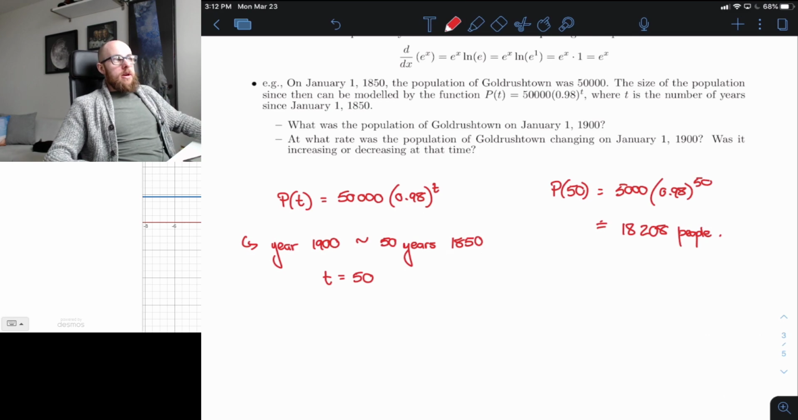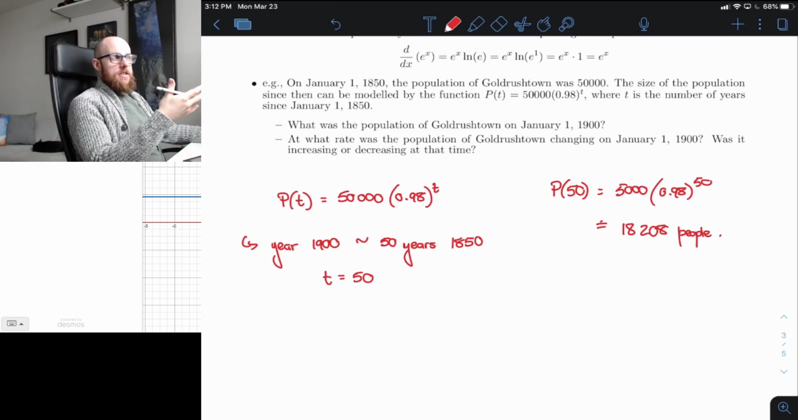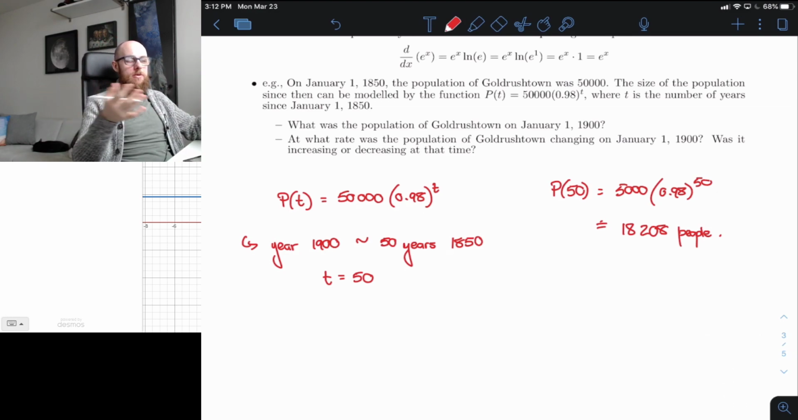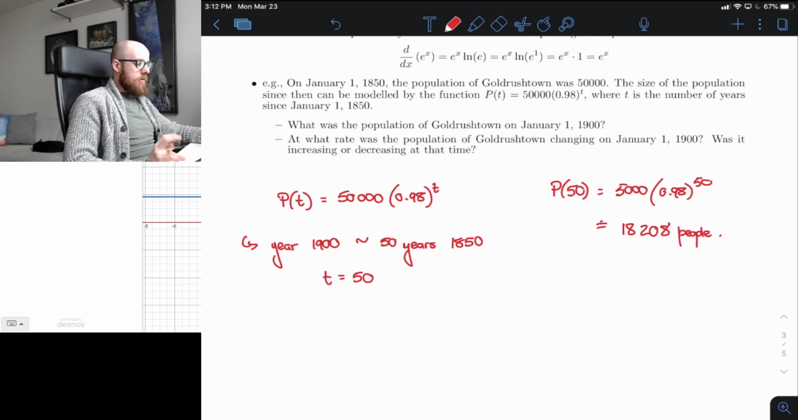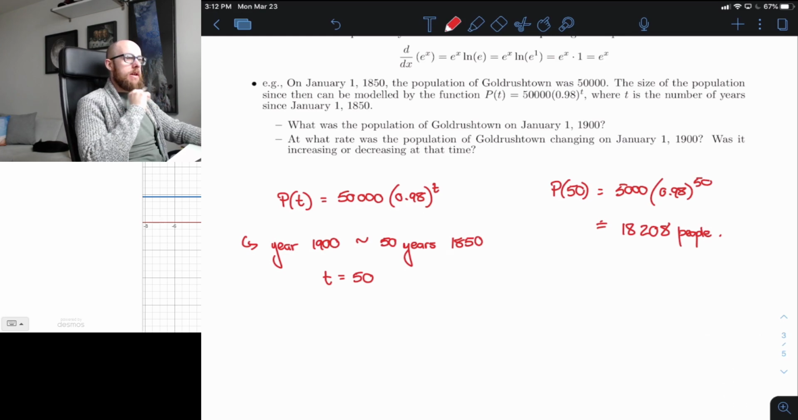So it seems like the population has declined, right? And that should make sense, given the context. It's a gold rush town, so once all the gold is pulled away, there's nothing left. People leave. That generally is what happens. That's interesting, but perhaps more interesting is how quickly the population is shrinking at this moment in time.